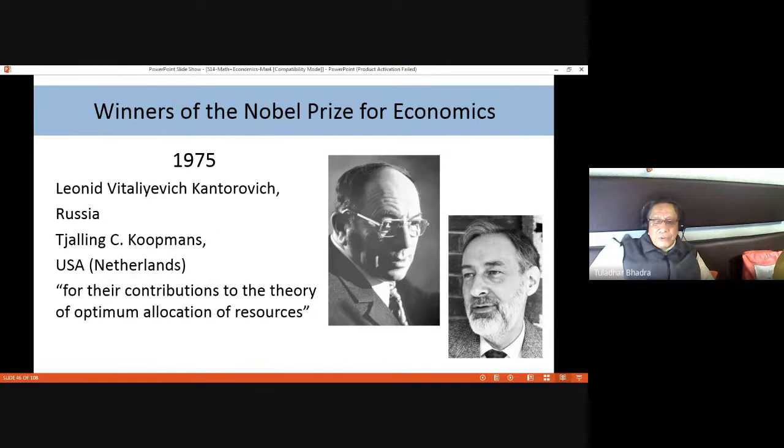Kantorovich and Koopmans, of whom we have talked in more detail. So Koopmans, though he is from the States, was born in the Netherlands. He's actually from the Netherlands, and became a chemical lecturer, for their contribution to the theory of optimum allocation of resources.